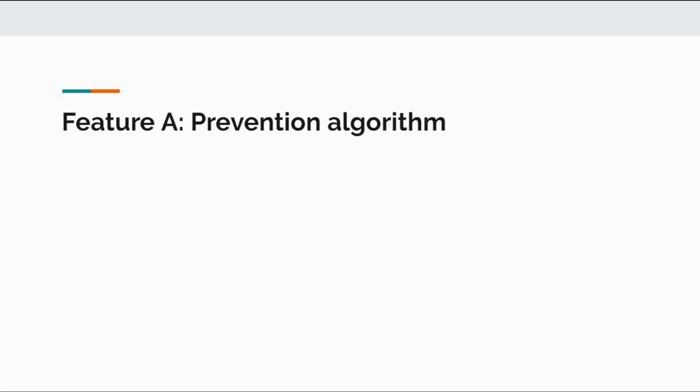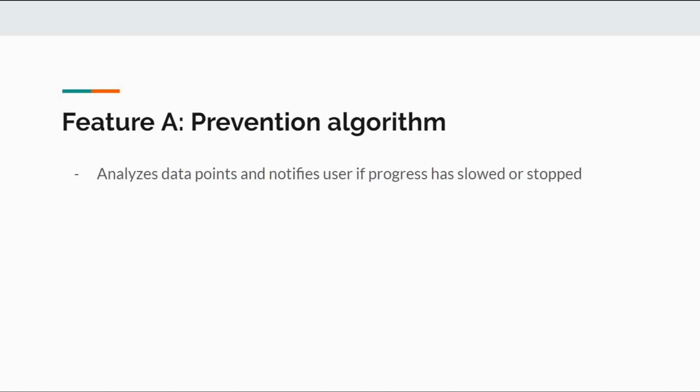To accommodate this, we will introduce a prevention algorithm, which will analyze the data points inputted and push a notification if progress has slowed or stopped. At this point, the app will prompt the user to learn new methods and adopt training philosophies like supercompensation if applicable, or just be happy with their progress and begin a new adventure elsewhere.